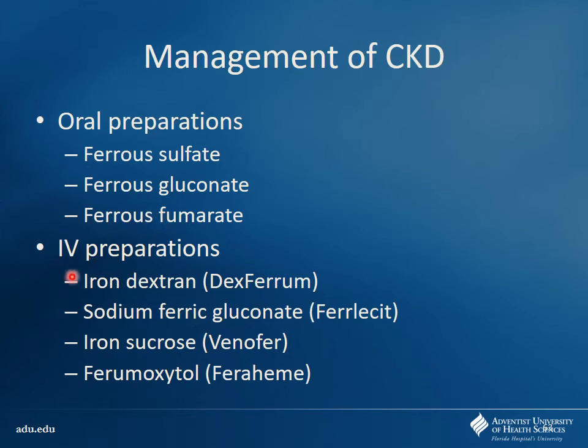And we have a couple of IV preparations. We have things like iron dextran, sodium ferric gluconate, iron sucrose, and ferumoxytol. Sodium ferric gluconate is probably the more common one I see, and then iron sucrose. These are kind of the two most common ones we use. We use a lot of iron sucrose for our anemic patients over at Nemours, probably the more common one.